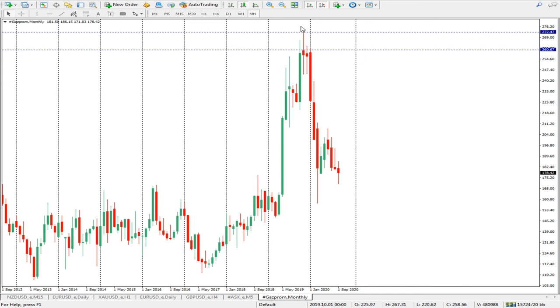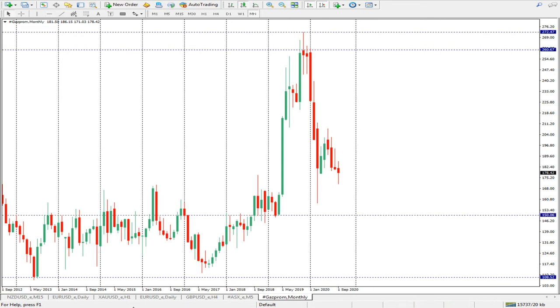And then the next level we have is here. This is the next horizontal level. This is the lowest low. This is the highest high. We also have another level at this point here. And then we also have another level here. This is just a resistance.